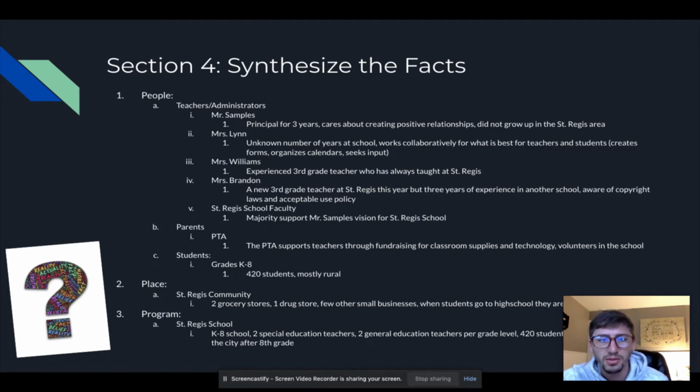And then other people that are involved would be the other faculty and staff at St. Regis K-8 school. And based on the case study, a majority of them do support Mr. Sample and his vision for the St.